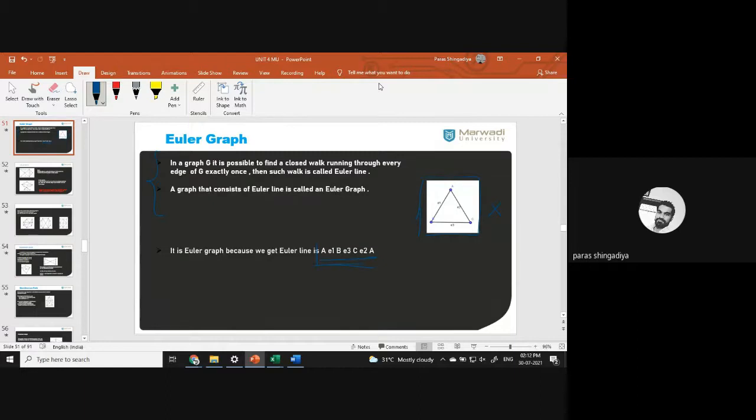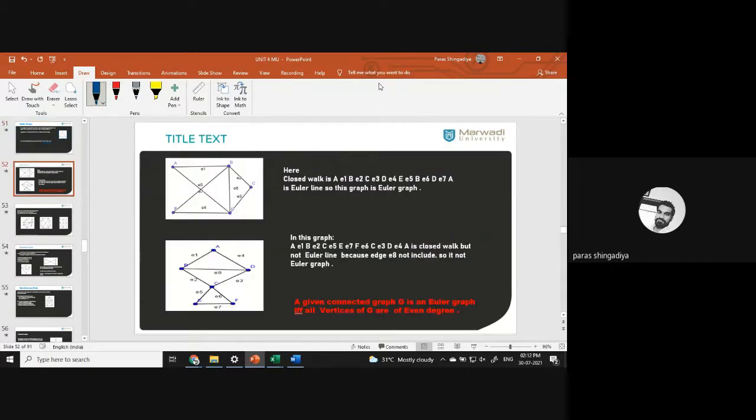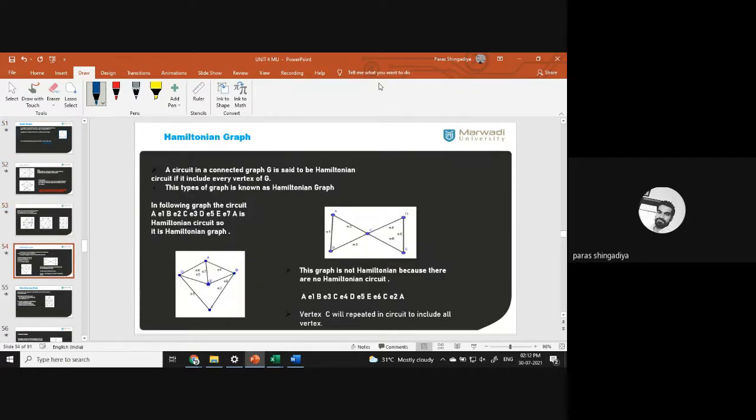Have you done it? The definition of Euler with the graph. And then after, write the concept of Hamiltonian.